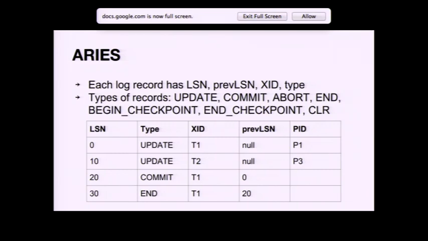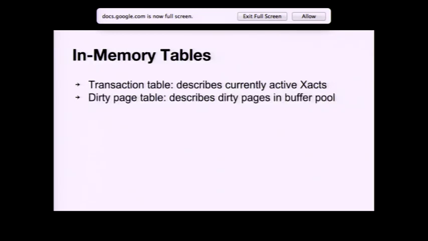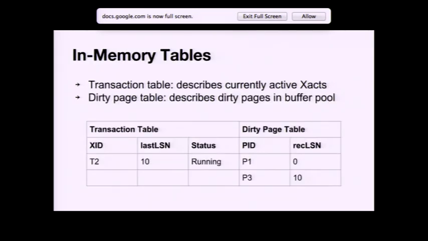Because of the no force policy that we're using, we don't force them to disk even after a commit. So, page 1, the rec LSN of that thing is 0. The rec LSN is basically just the first entry in the log that made that page dirty. And P3 was dirtied at LSN 10.